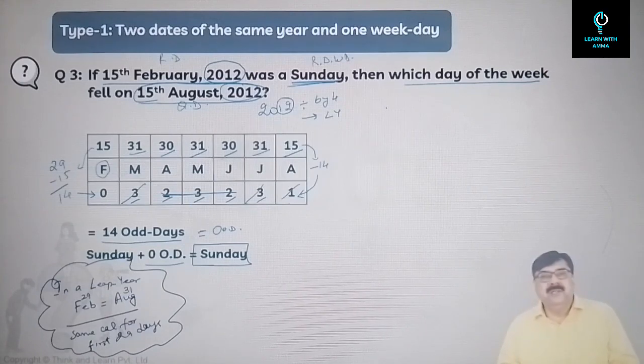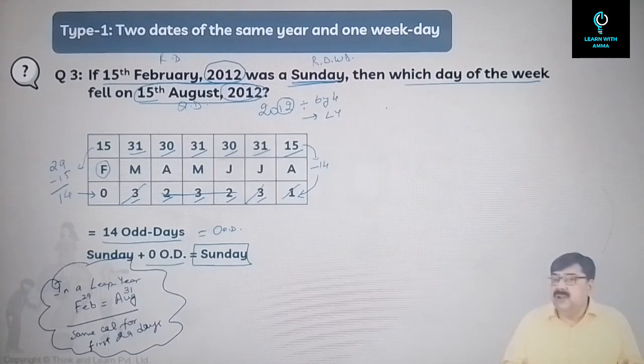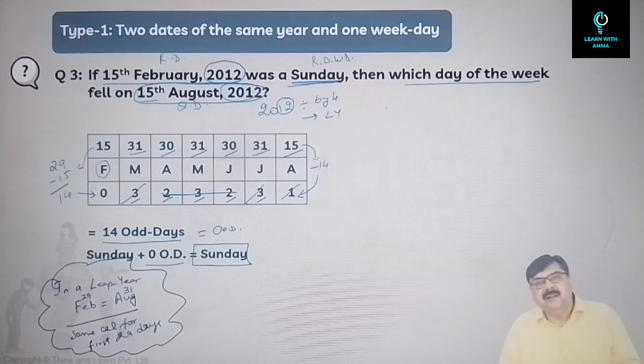That's it. No calculation required. Which also means that in a leap year, if 25th of February is a Friday, then in the same leap year, 25th of August will also be a Friday. No calculation required. Directly you get the answer. So just 2 to 5 seconds is what you will take to answer this question.